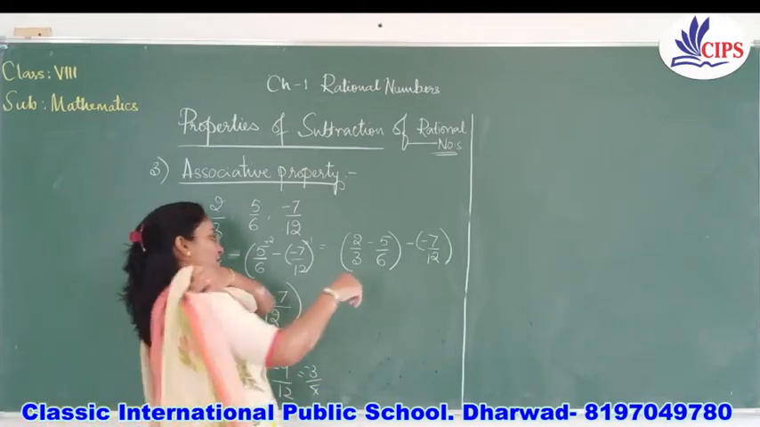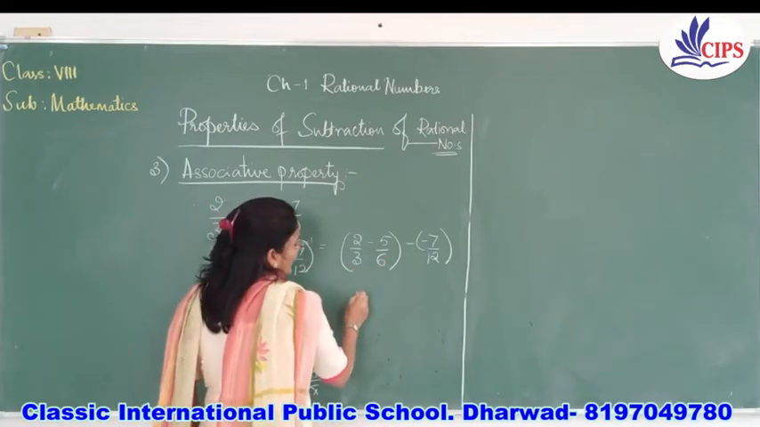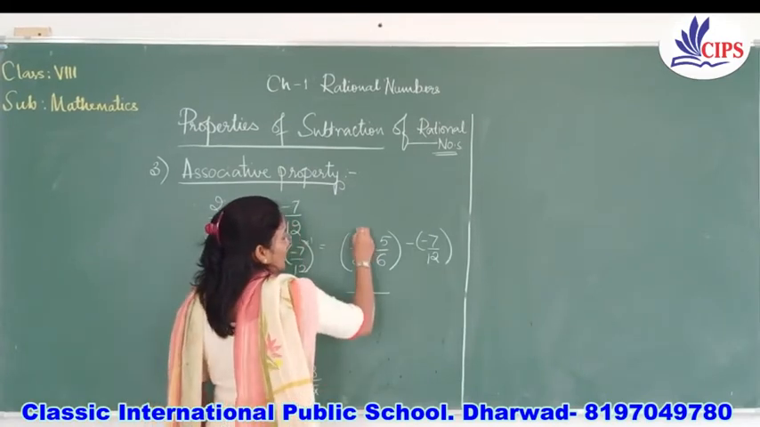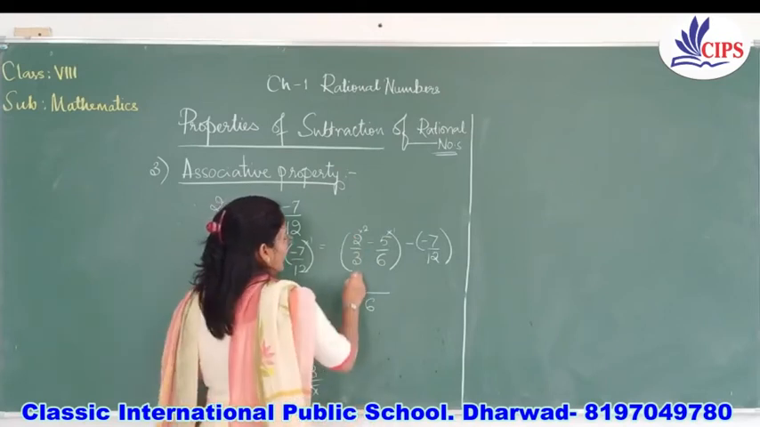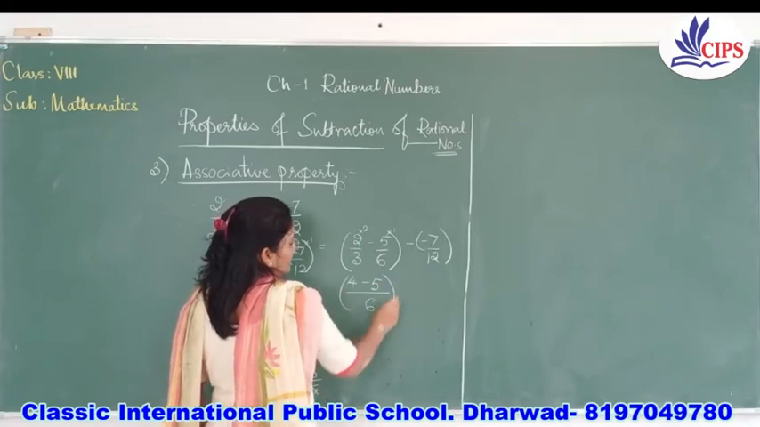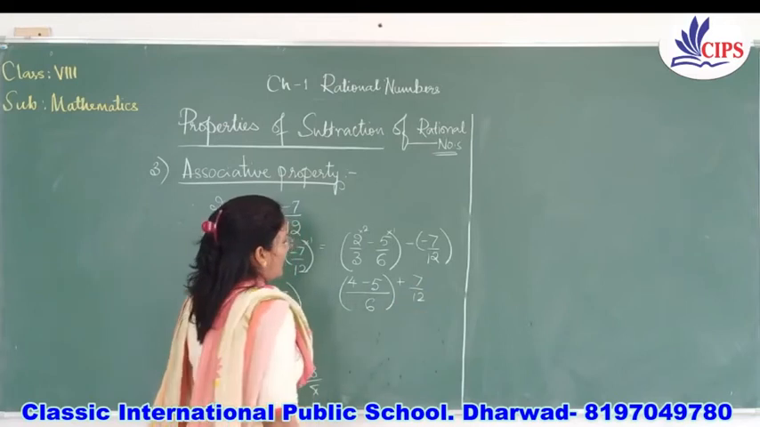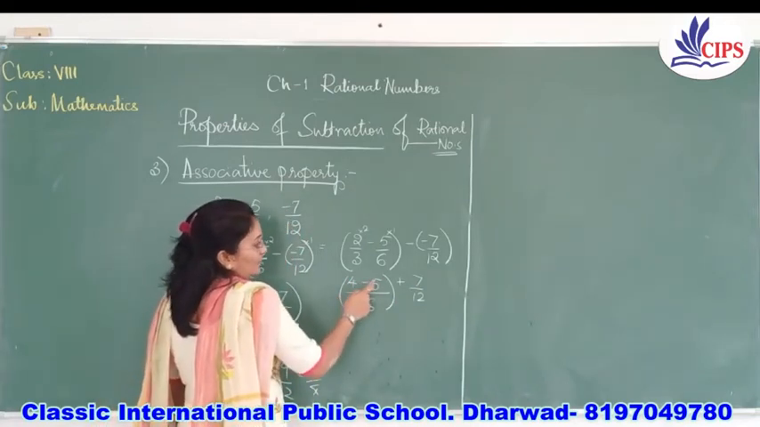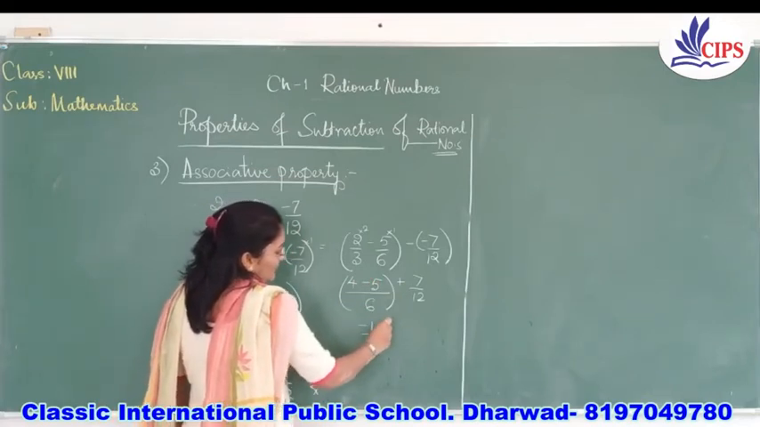We'll solve on RHS and check whether it satisfies. Now we'll solve the numbers which are in the bracket first. So LCM of 3 and 6 is 6. So 3 twos are 6 and 6 ones are 6. So here 2 twos are 4, and here minus 5. And here minus into minus becomes plus 7 by 12. Now here I'll simplify it. 4 minus 5 is minus 1 by 6, and here it's plus 7 by 12.